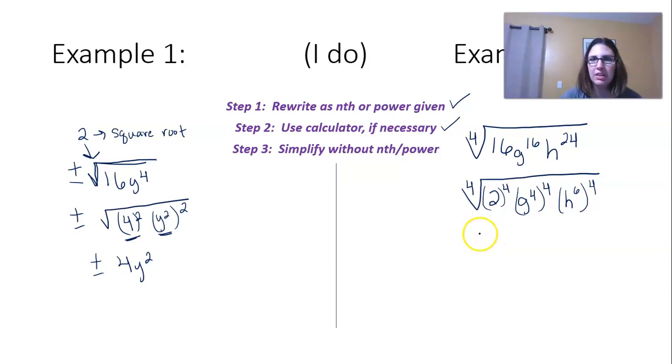Okay, so then go ahead and simplify it without the power. So all you have left is 2g to the fourth, h to the sixth, and that's it. That's all you gotta do.